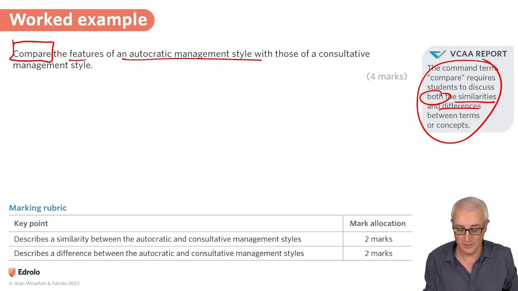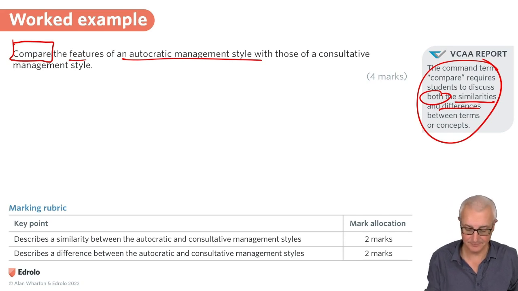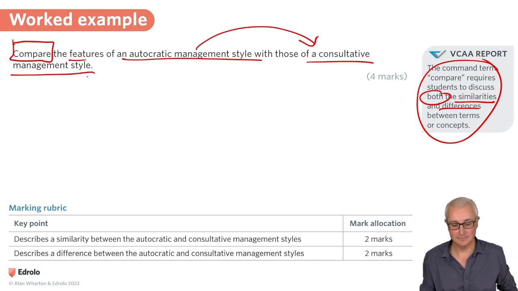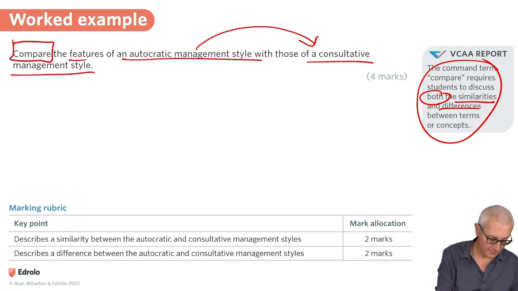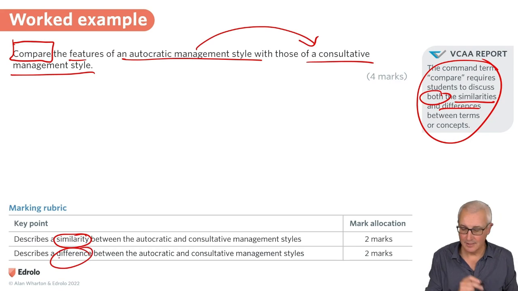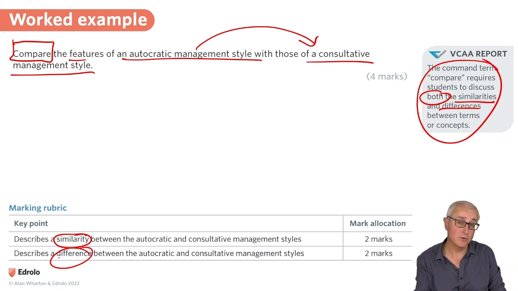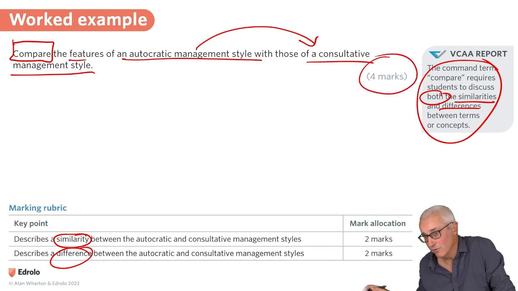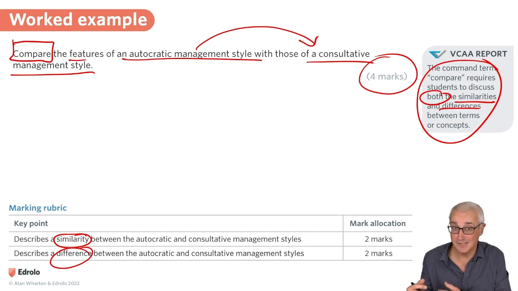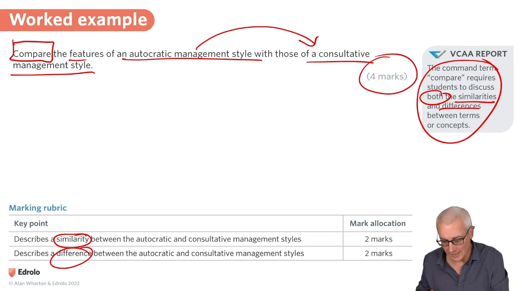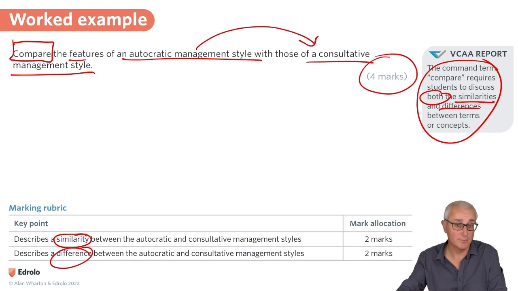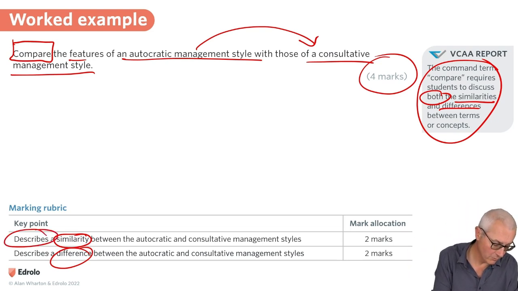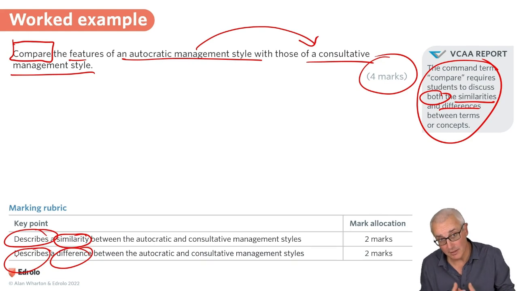We're comparing the features of an autocratic management style with those of a consultative management style. So we need to have a similarity and a difference. Now this is an important point, where we can see marks in the corner here. It's worth 4 marks. So this isn't going to be a simple identify and move on. We're looking for some detail here, so we should explore this and add some description behind it. We're looking for more than just a basic answer. We're trying to draw it out.